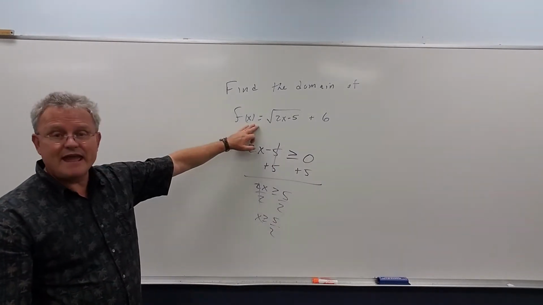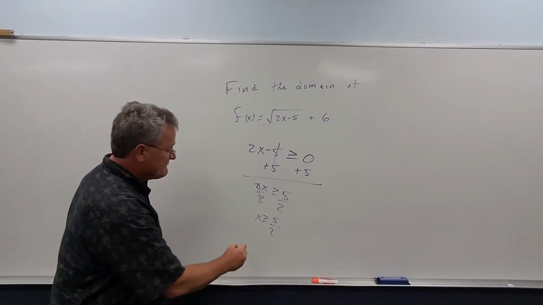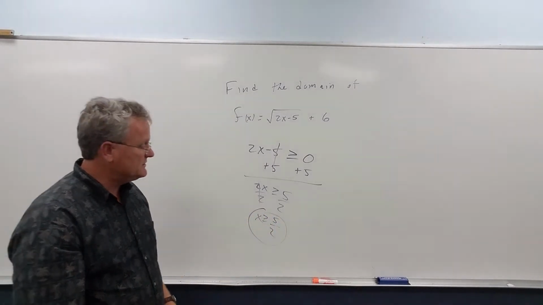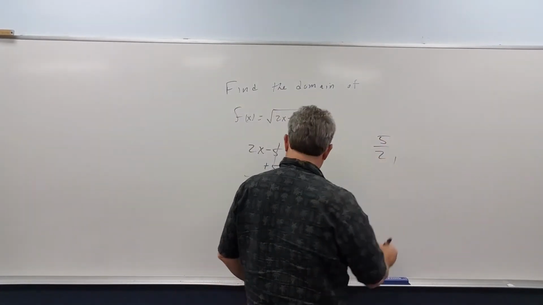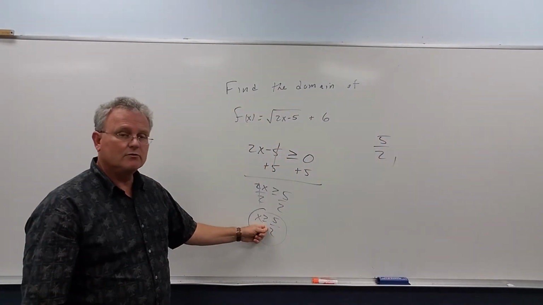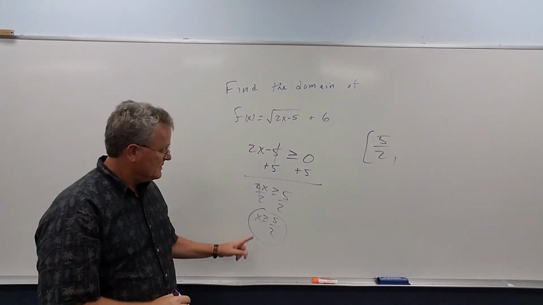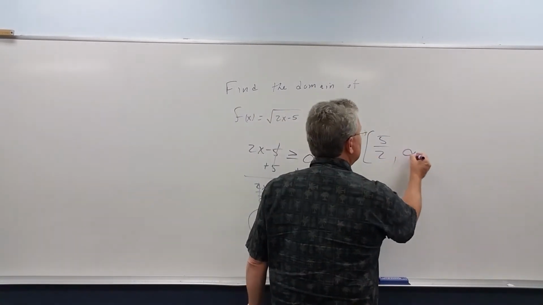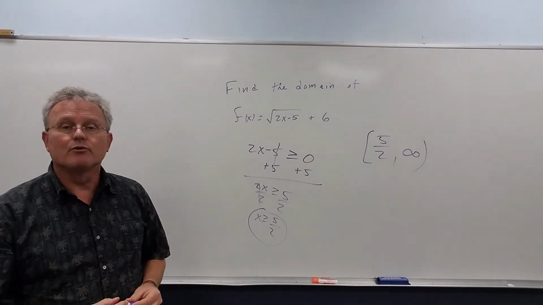So the domain of this function is x is greater than or equal to 5 halves if you give your answer using inequalities. If you give your answer using interval notation, greater than or equal to means we use a bracket. Then we're going all the way to infinity. And remember, around infinities, we always use parentheses.